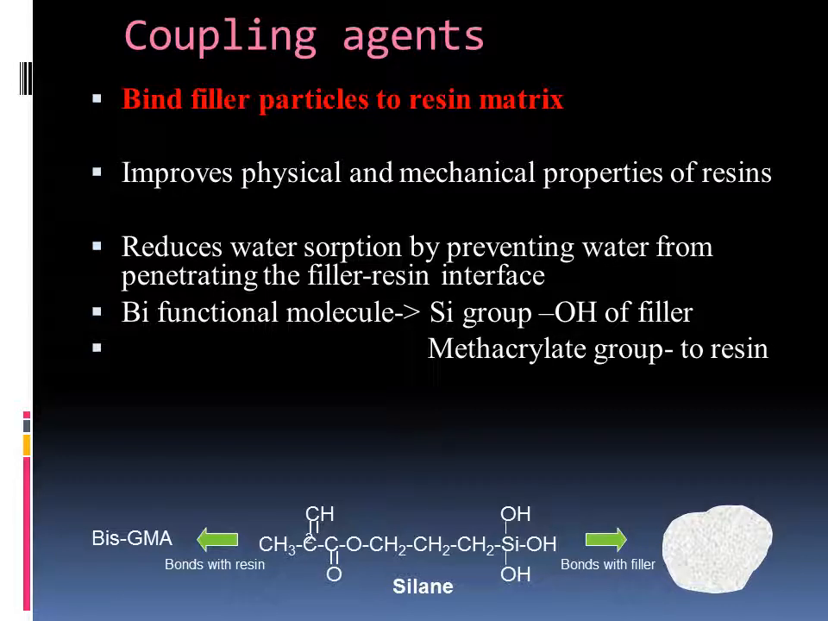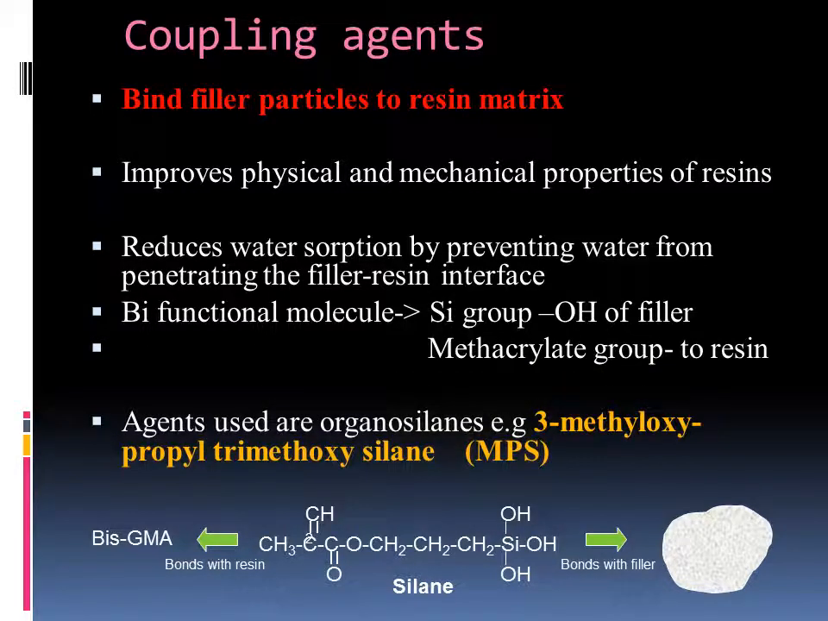As you can see below, the chemical structure is given. The silicon group, the siloxane group, bonds to the hydroxyl group of the filler on the right, and the methacrylate group bonds to the resin, which is the BisGMA in this case, on the left. In dentistry, the common silane coupling agents are basically organosilanes, specifically 3-methacryloxypropyltrimethoxysilane, also known as MPS.